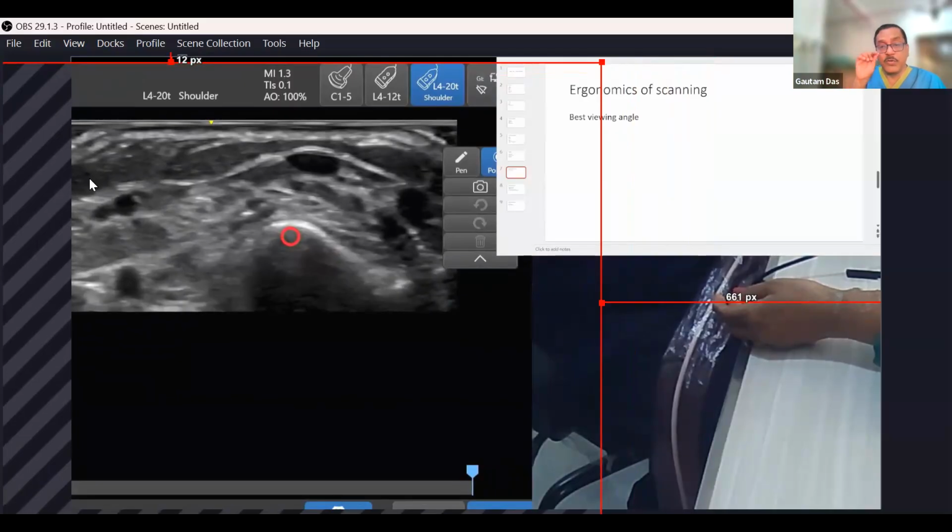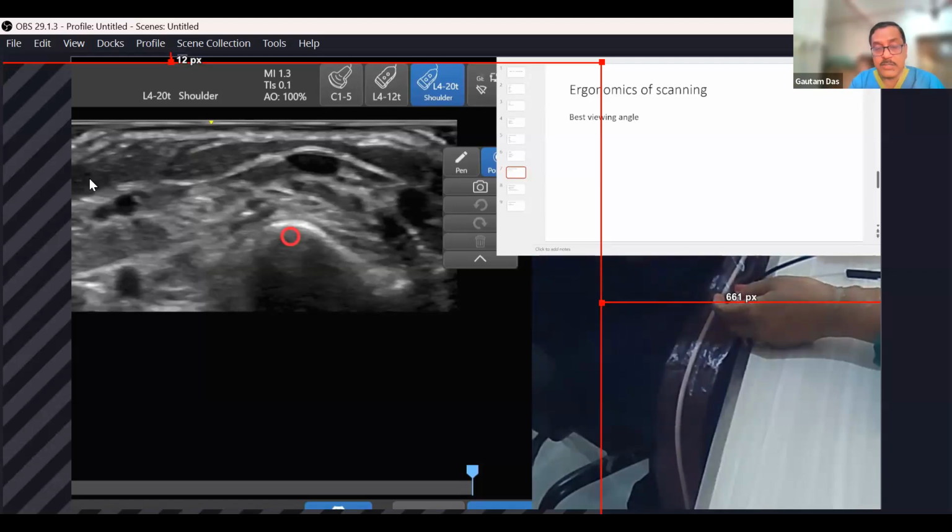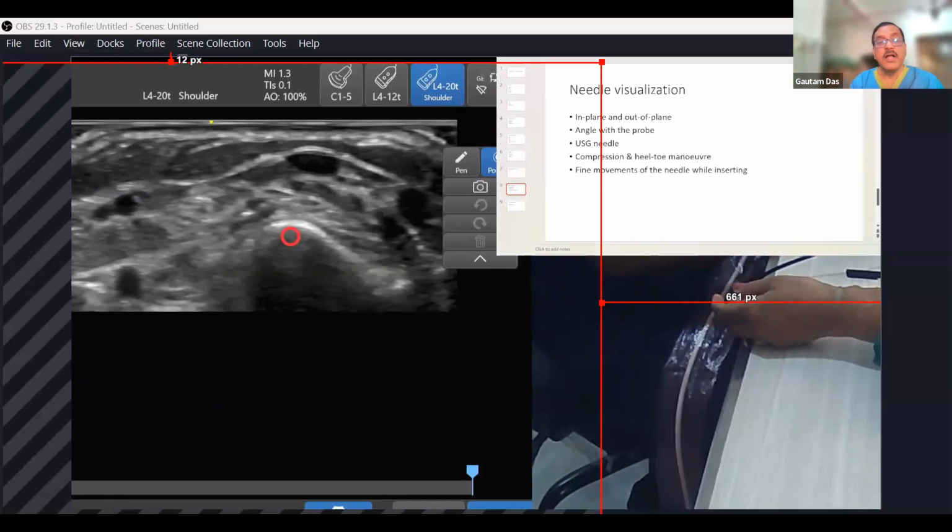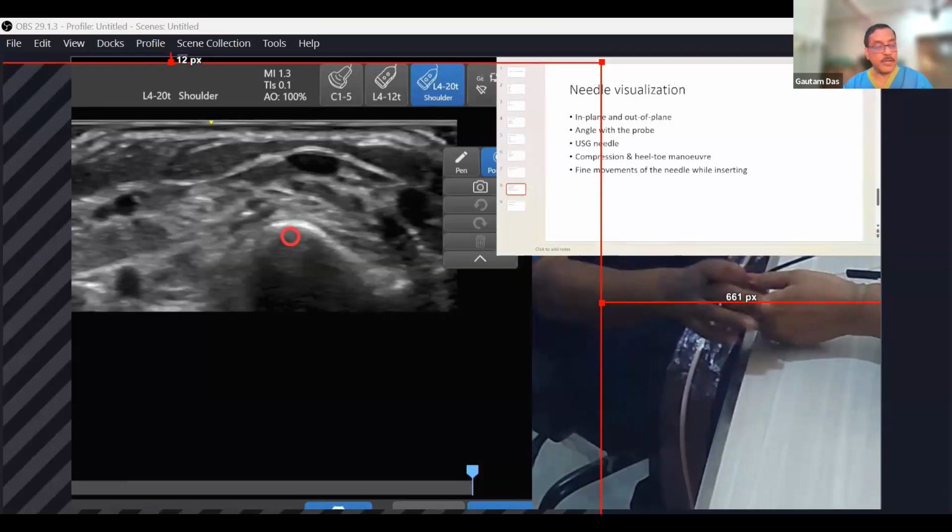The pointer, your target, your eye should be in the same line. Then you will be able to shoot it nicely. Otherwise, you cannot hold it at a different angle and shoot it nicely. So here also, your target, meaning the patient, and your screen should be in the same line. That is the ergonomics of the scanning, the ergonomics when you are doing any procedure. Then your needling, how to visualize it, I'll be showing you over a phantom.